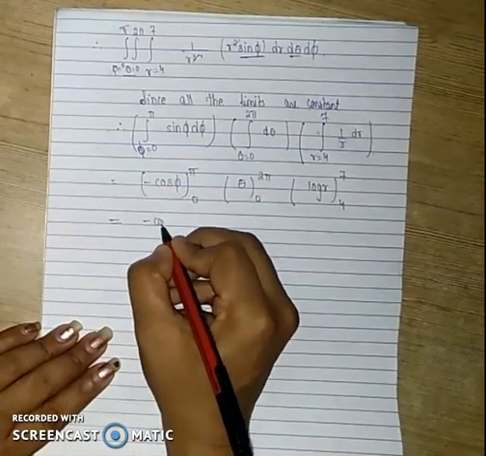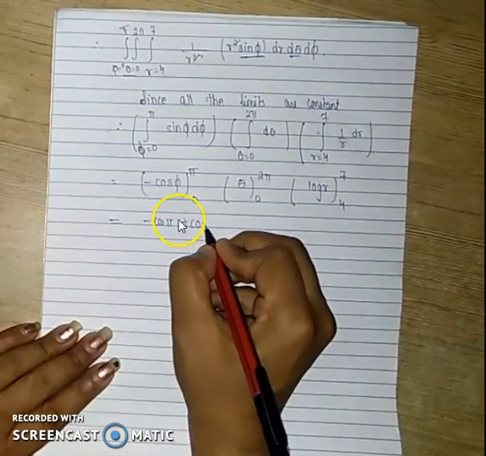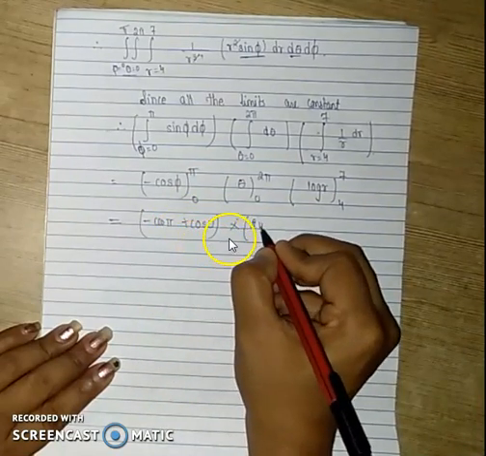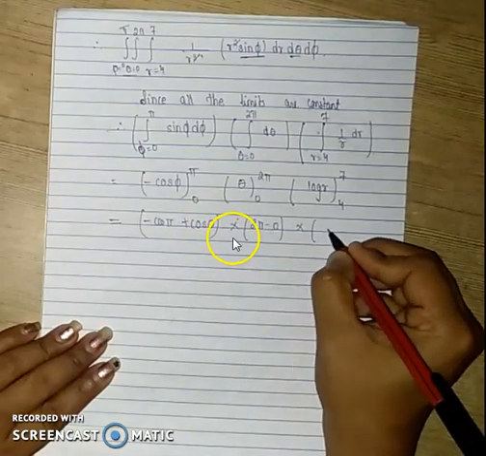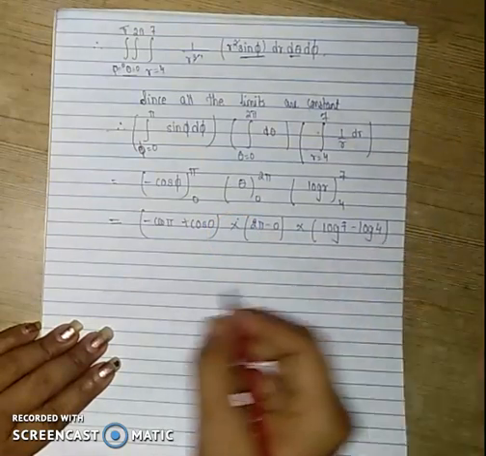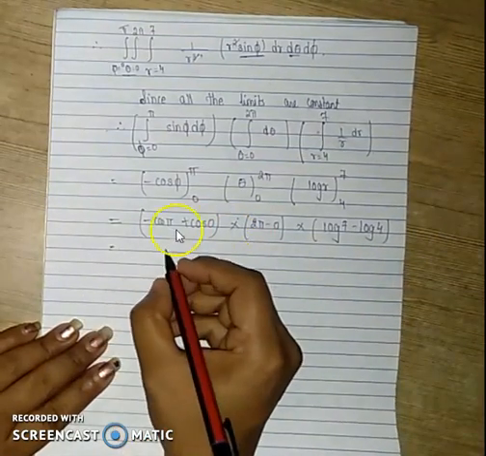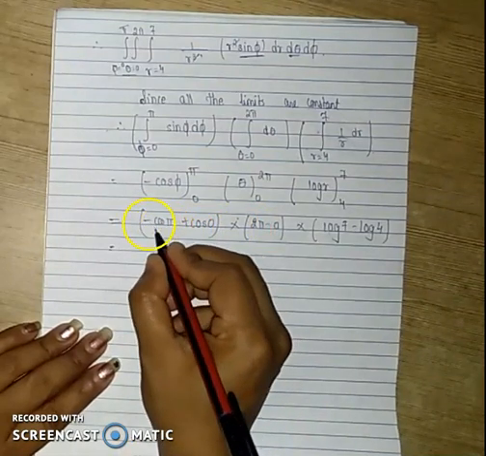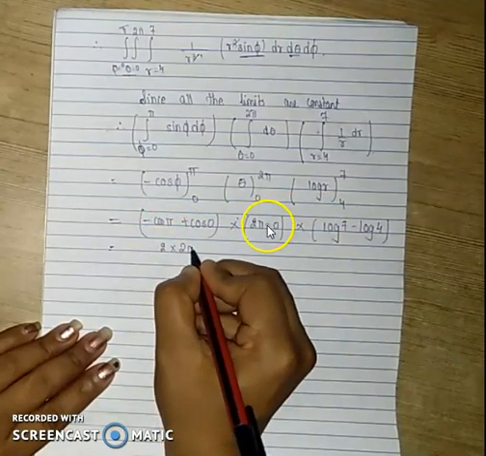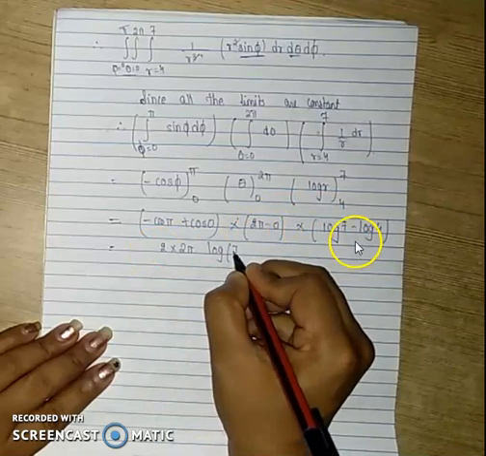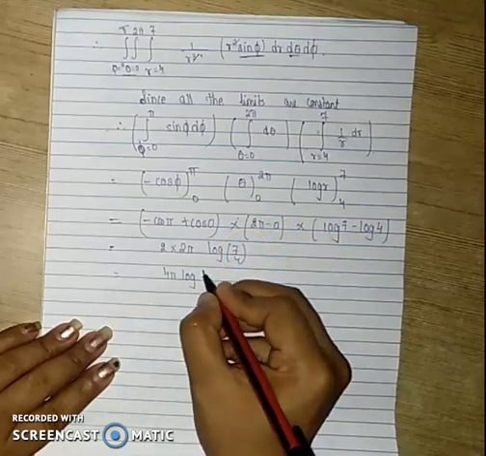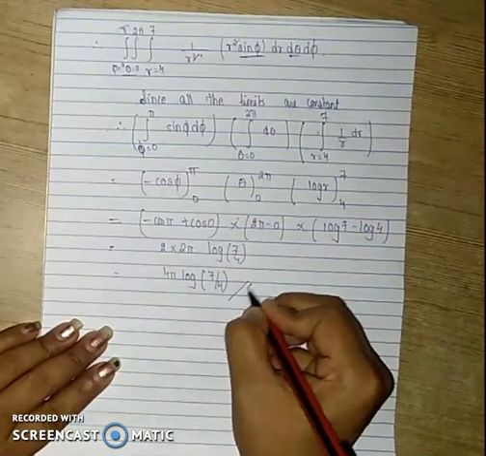This becomes minus cos pi plus cos 0, upper limit minus lower limit, minus and minus becomes a plus. Then 2 pi minus 0. This becomes log 7 minus log 4. Cos pi is minus 1, minus and minus becomes a plus, cos 0 is 1, so 1 plus 1 gives me a 2. So 2 times 2 pi, and log a minus log b is log a upon b, gives me 4 pi log 7 by 4. Thank you.